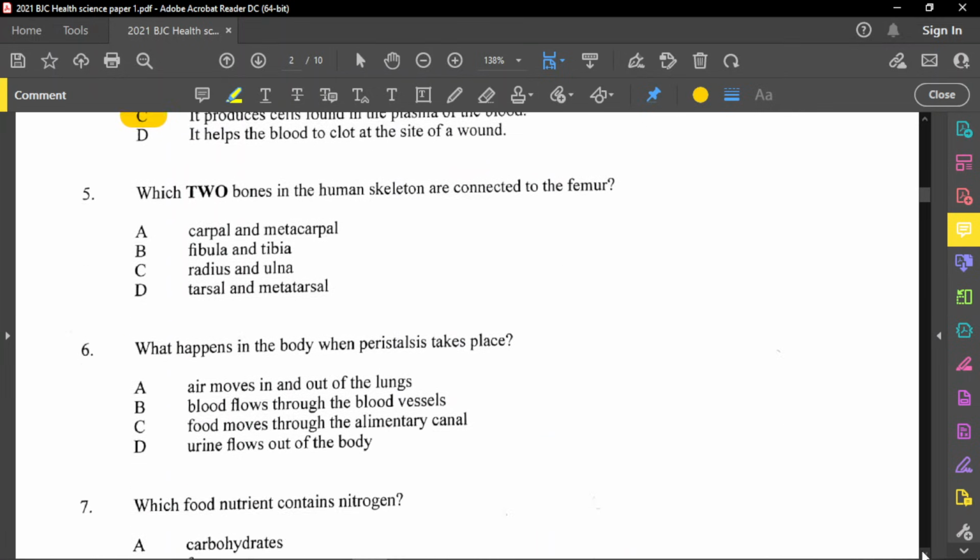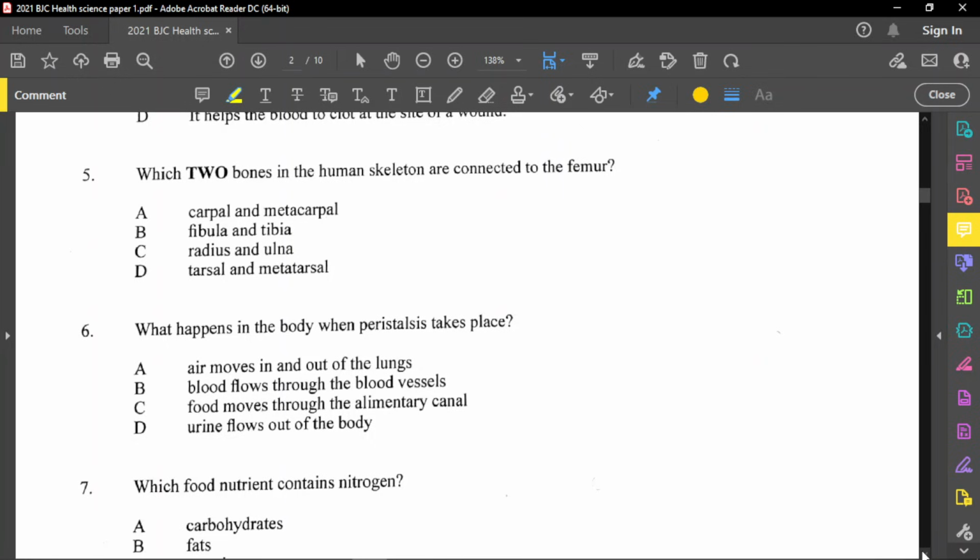All right, for question number 5, which 2 bones in the human skeleton are connected to the femur? So first thing you need to know is what the femur is, and the femur is the thigh bone. So let me just put that right there for you.